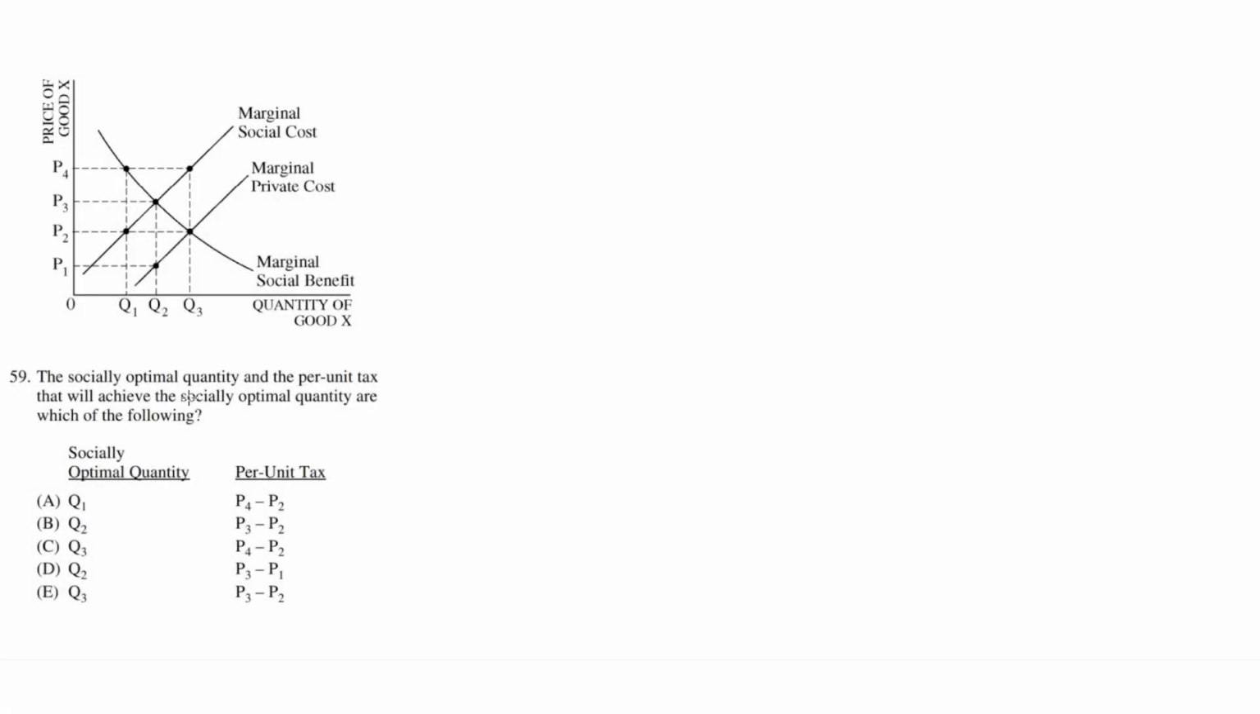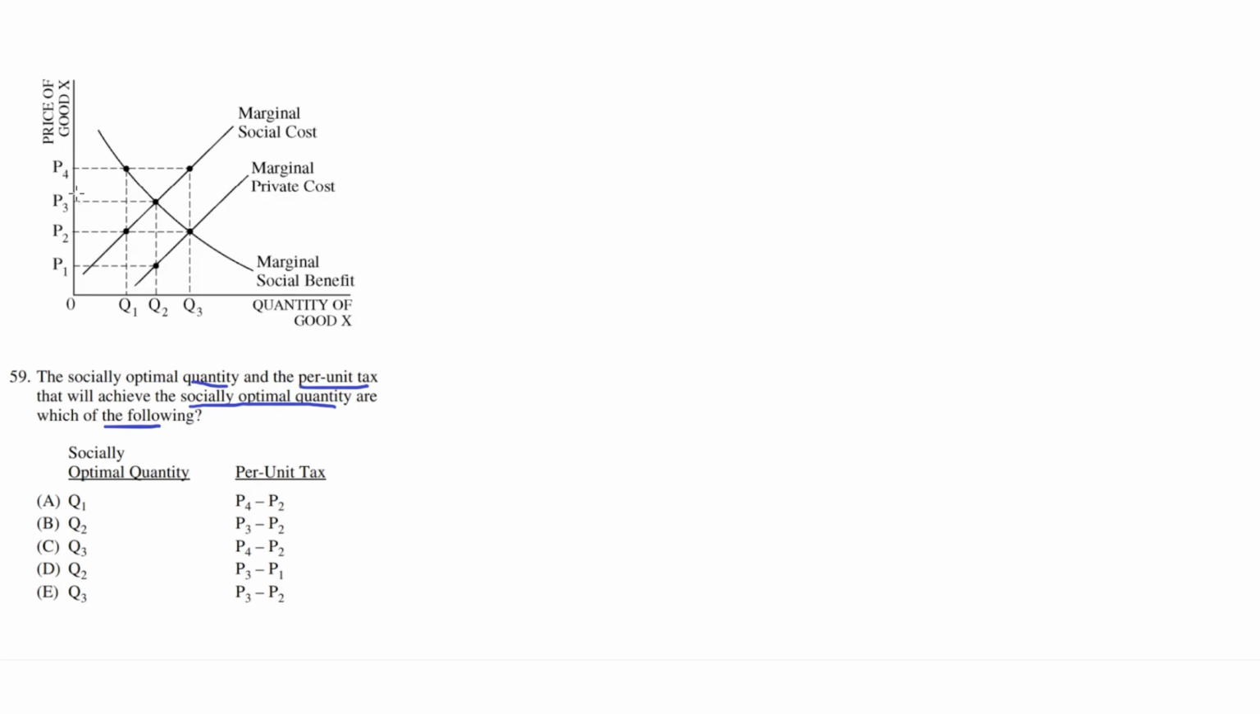The socially optimal quantity and the per unit tax that will achieve the socially optimal quantity are which of the following? So in this question, we're told that there is a socially optimal quantity and a per unit tax. And we're told to highlight what the socially optimal quantity and the per unit tax are.